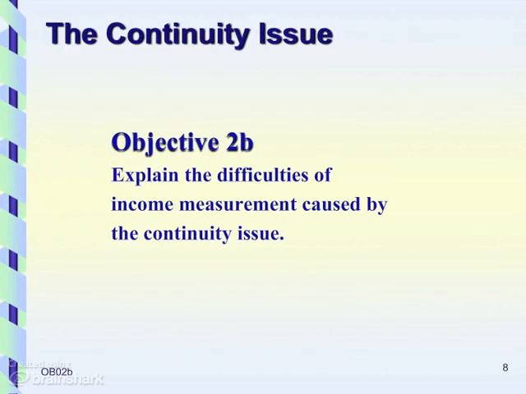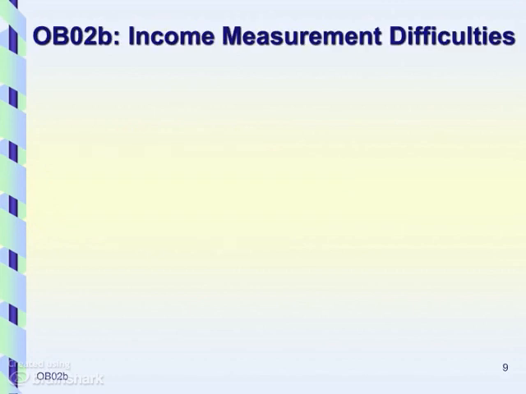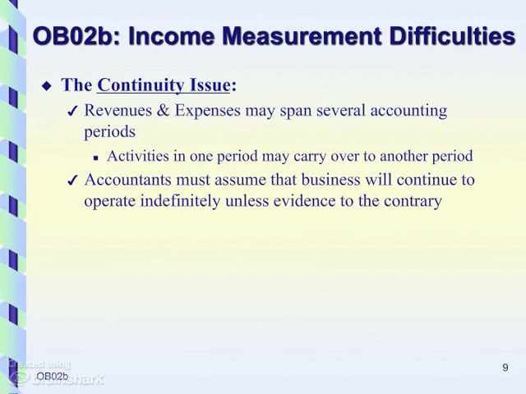The next objective in this chapter is to explain the difficulties of income measurement that are caused by the continuity issue. As we explained in previous slides, the measurement of business income requires that often certain expenses and revenues be allocated over several accounting periods. The continuity issue relates to the estimated number of accounting periods in the business entity's life.